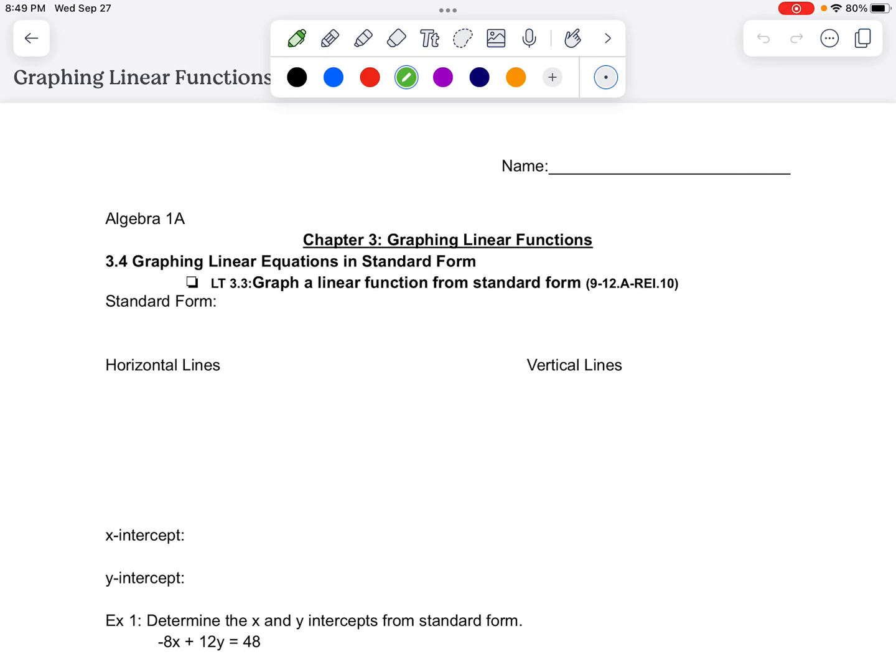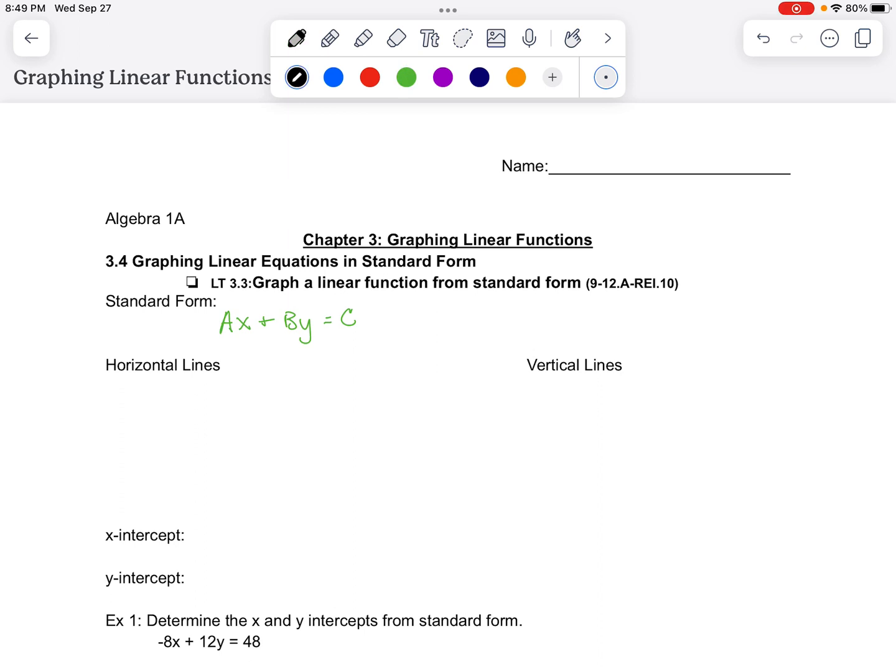So standard form is in the format of ax plus by equals c. This is our standard form. A, B, and C are a number, and x and y are always going to be x and y, okay? So before we get into discussing the standard form and how to graph from there, we need to talk about some other things first. The first thing is a horizontal line.